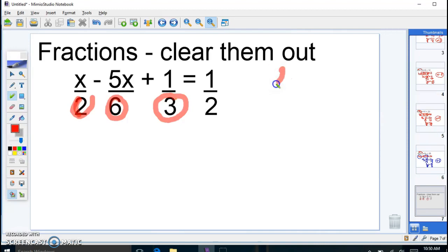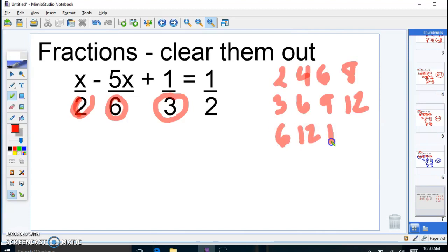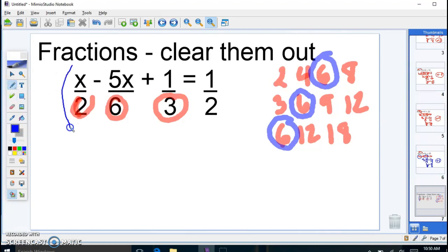So if I think about my multiples of 2, I have 2, 4, 6, and 8. If I think about my multiples of 3, I have 3, 6, 9, and 12. And then my multiples of 6 are 6, 12, 18, 24. But what I notice here right away is all three of these have a multiple of 6. And since that's the smallest number that they all share, we're going to multiply the entire equation by 6. That means every single thing in the equation gets multiplied by 6.